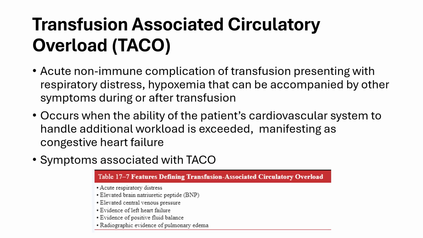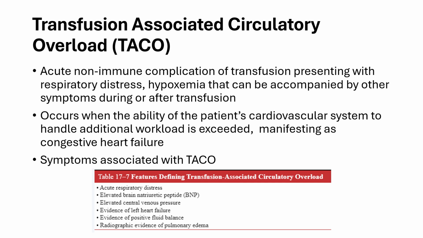Then we have TACO, which is transfusion-associated circulatory overload. This is an acute non-immune complication of transfusion, and it presents with respiratory distress and hypoxemia. It can occur during or after transfusion and can happen when the patient's cardiovascular system cannot handle the additional workload, so it will manifest as congestive heart failure. Some symptoms associated with TACO are respiratory distress, elevated blood pressure, fluid overload, and the other ones listed below in the table.